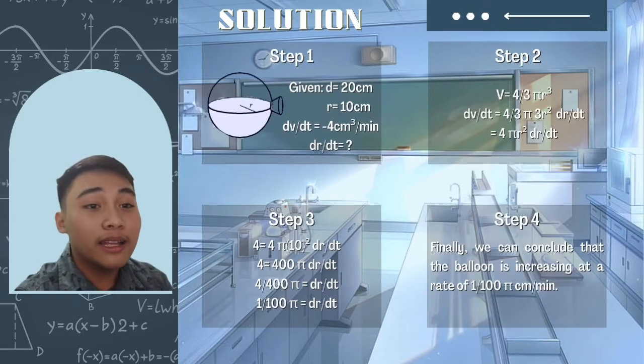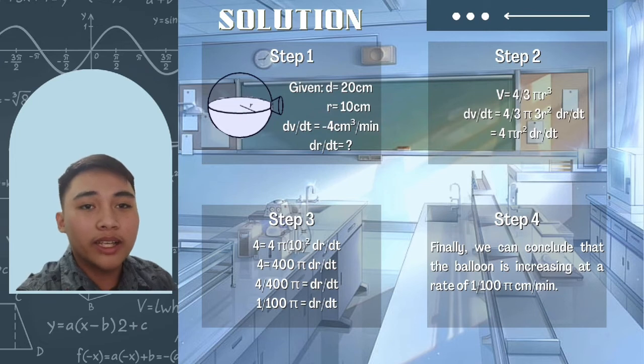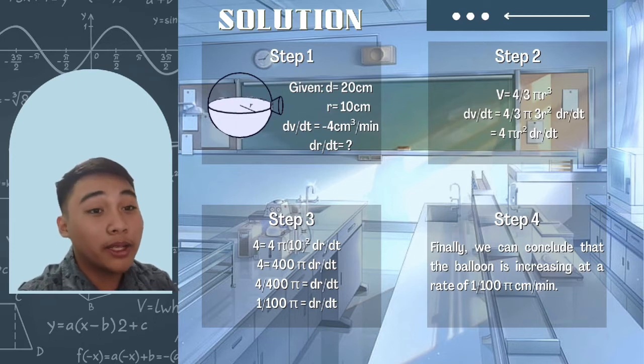First off, identify the given numbers, of course. The rate of change of the volume is dV over dt. The value is 4 centimeters cubed per minute. Then the diameter is 20, given from the problem. Then the radius will be half the diameter, which is 10 centimeters. And we are looking for the rate of change of the radius, which is dr over dt.